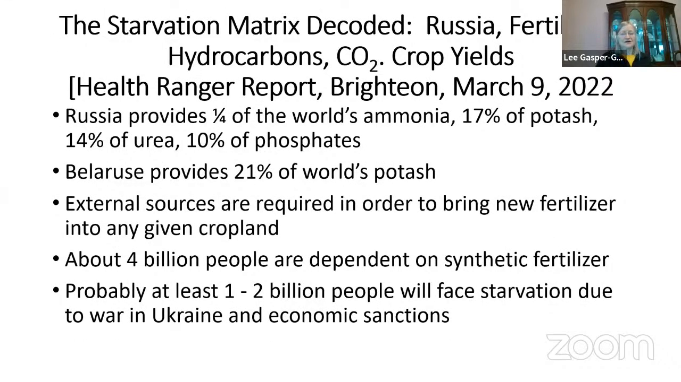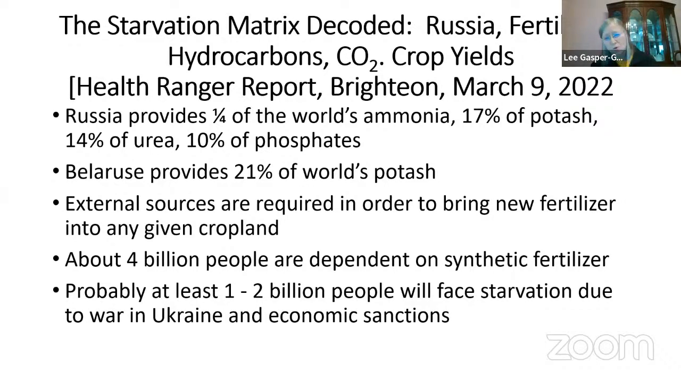So on another Health Ranger report, even more recently on March 9th, Mike said that Russia provides a quarter of the world's ammonia, 17% of the potash, 14% of the urea, and 10% of the phosphates. Belarus provides 21% of the world's potash. So you can see between Russia and Belarus, that's 38% of the world's potash right there.